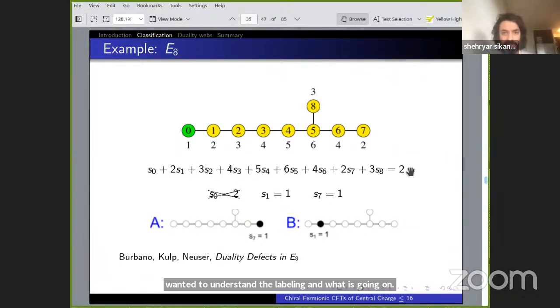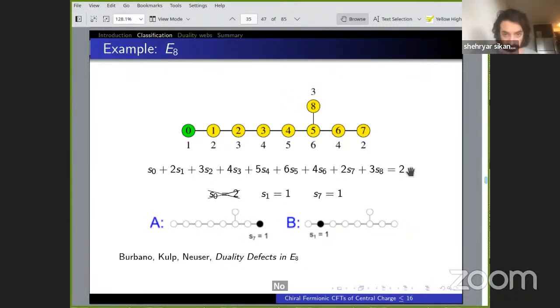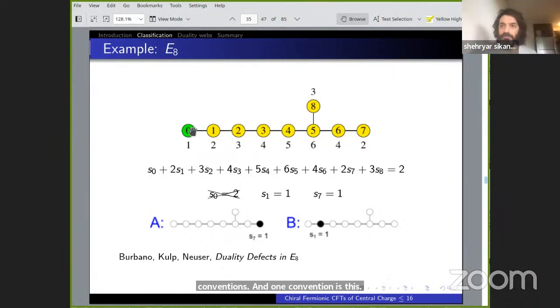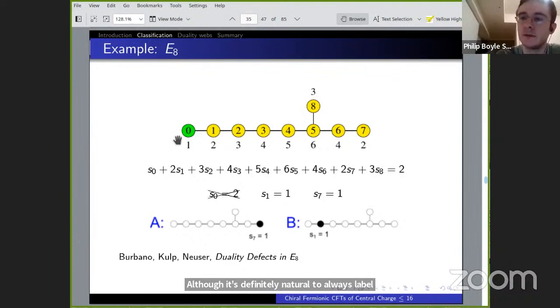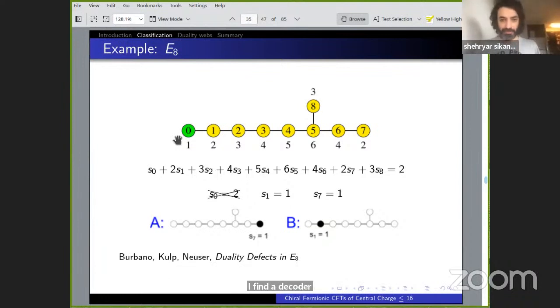So this choice of labeling the yellow nodes is an arbitrary choice. You could have labeled any node from 1 to 8. The numbers inside are completely arbitrary. It's just conventional to label them in this order. Well, it's not conventional because there are different conventions, and one convention is this convention. Although it's definitely natural to always label the zero node by zero because that's the special node. It's an affine Dynkin diagram. Yes, I just wanted to confirm that.